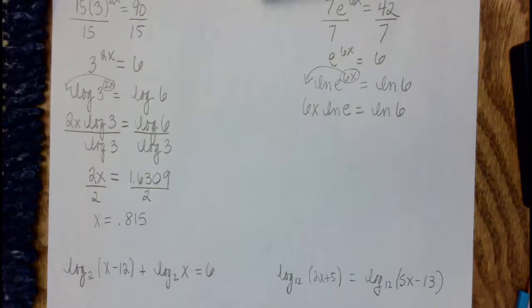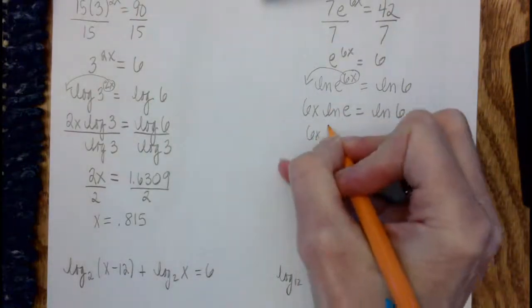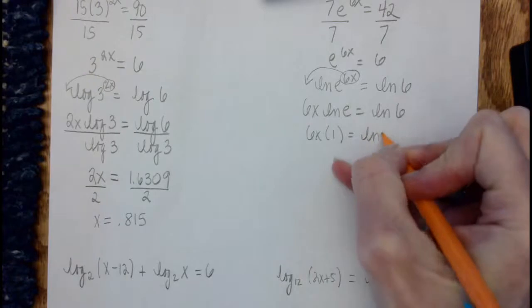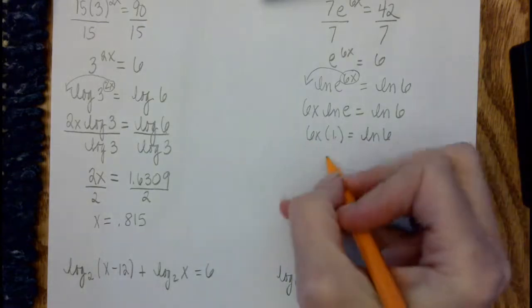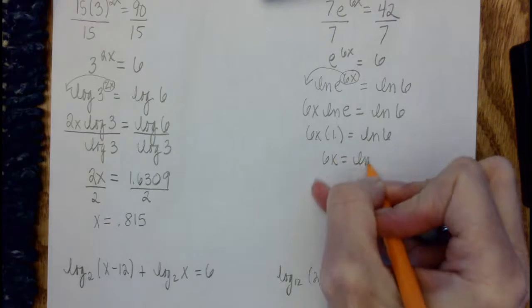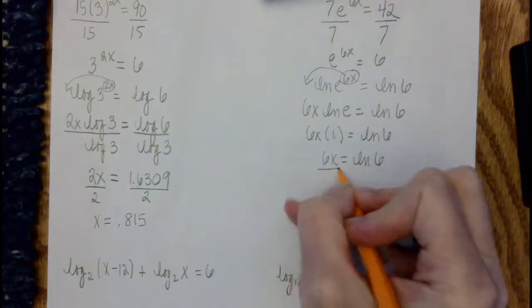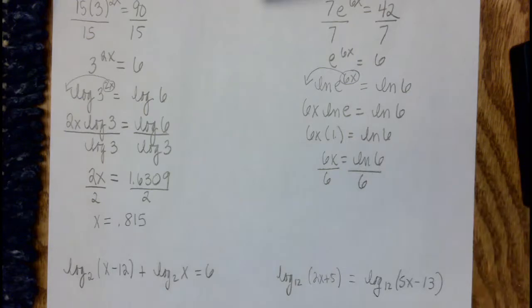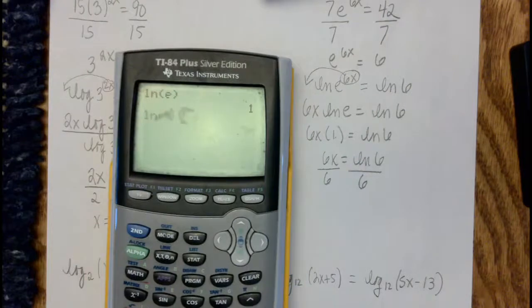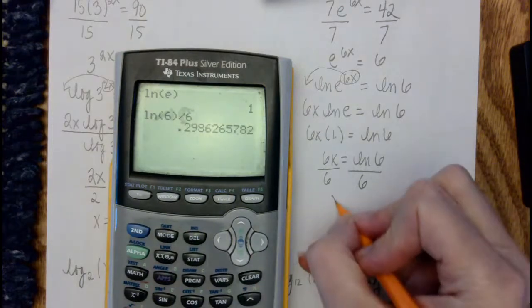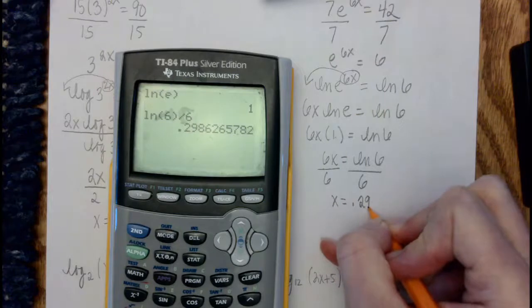So now that we have that, this is 6x times 1 equals natural log of 6. I do not want to skip that step. I know some of you are saying, why do we have to write that? But I don't want to skip that step. 6x times 1 is 6x equals natural log of 6. And we do ultimately want to figure out, what does x equal? Now we can take the natural log of 6, close the parentheses, divided by 6. And what we get is that x equals 0.299.